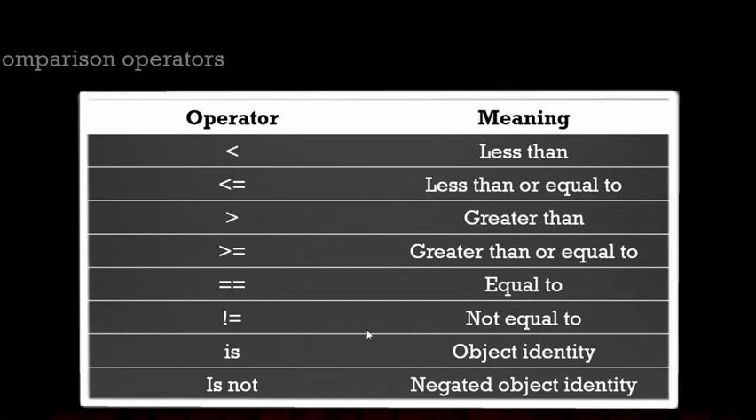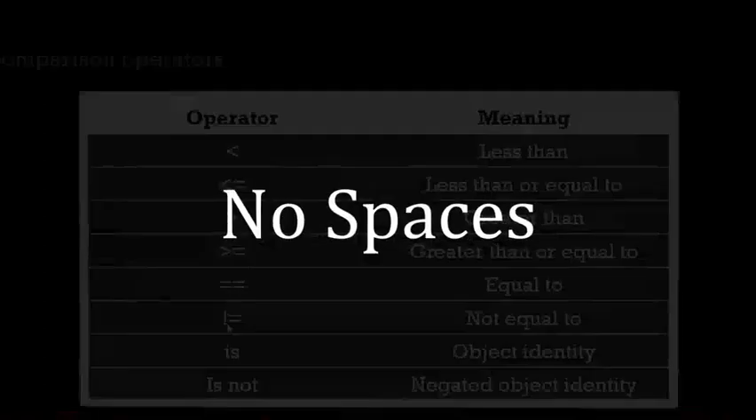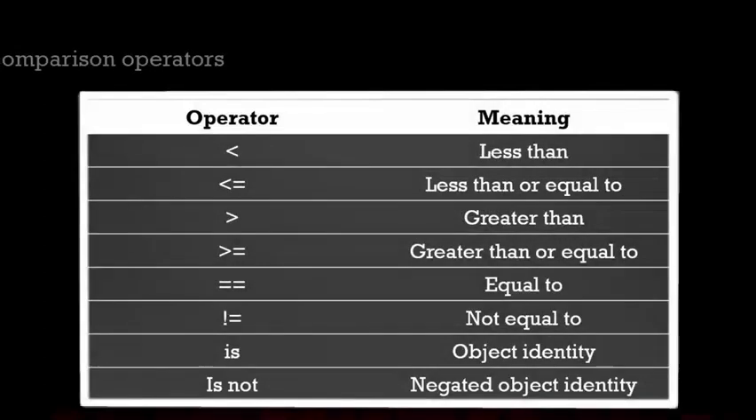We'll see more about variables further on. And we have not equal to, for which we have an exclamation mark followed by equal. Notice that for less than or equal to, greater than or equal to, double equal to, and not equal to, we don't have any spaces between the symbols. It should be a continuation.